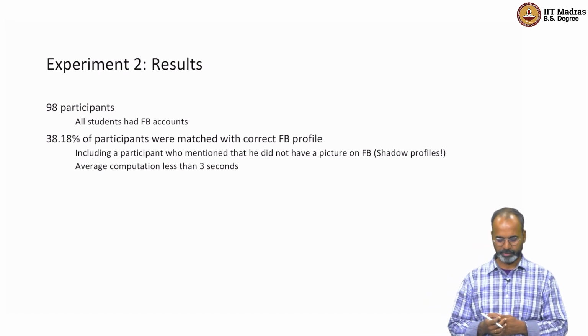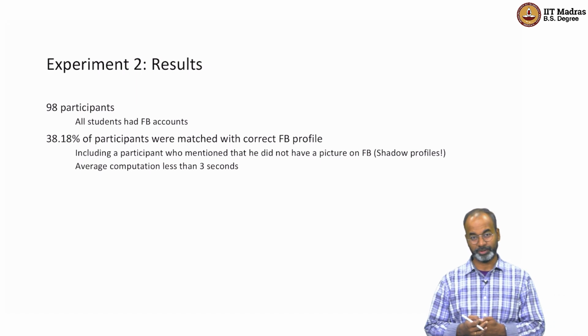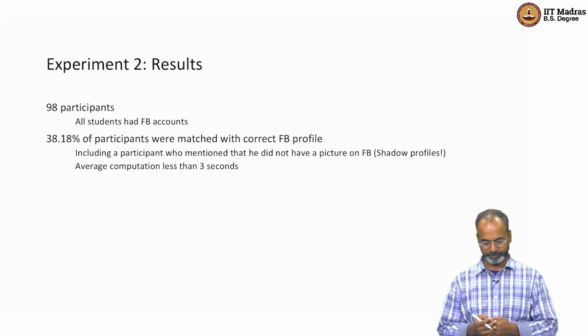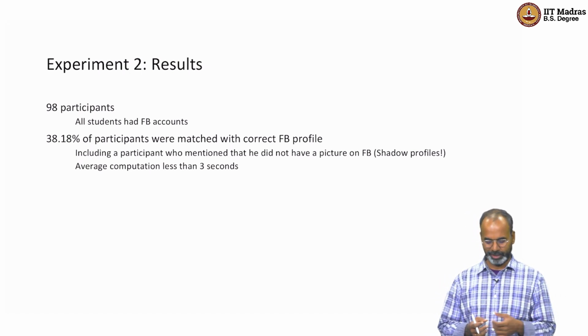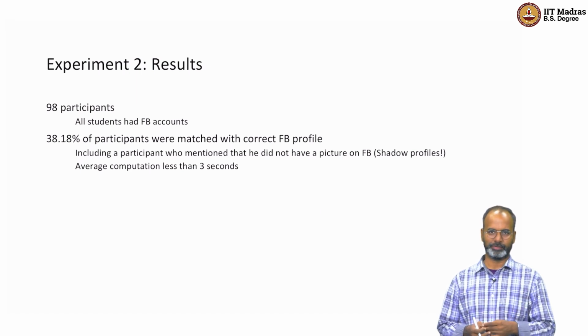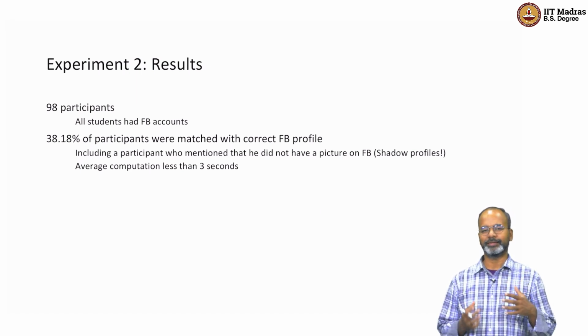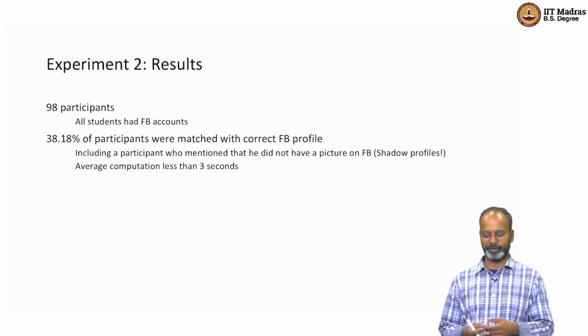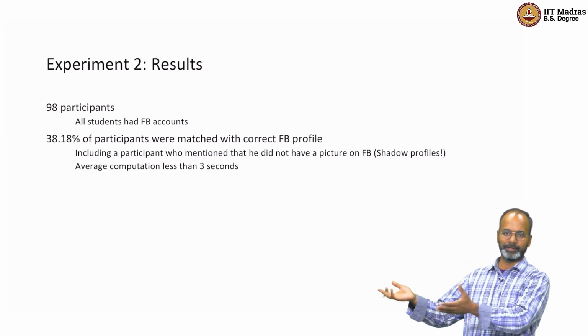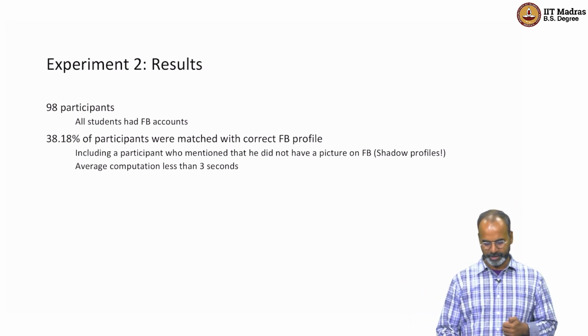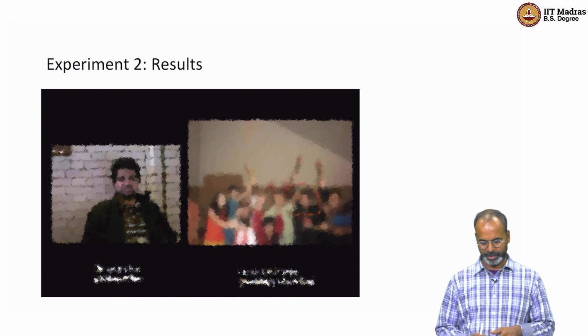38.18% of participants were matched with the correct Facebook profile, including a participant who mentioned that he did not have a picture on Facebook. These are the interesting things, right? They were able to identify somebody who said, look, I don't have a picture on Facebook, but they were able to identify that person because somebody else must have posted the picture. Average computation time is less than 3 seconds.